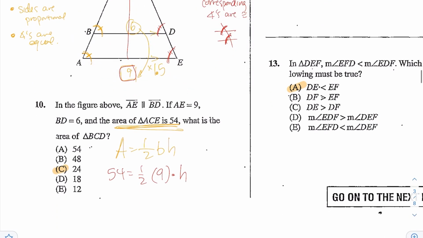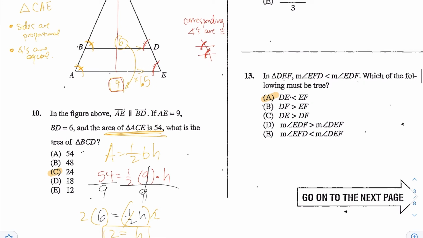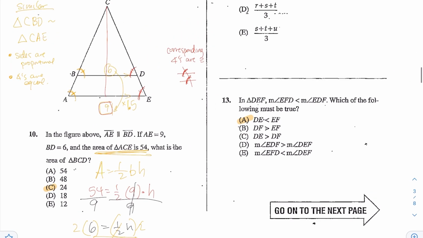So from here, you can divide by 9 on both sides. You get that 6 is equal to 1/2 of h. And then you can multiply both sides by 2. You get that h is equal to 12. So the height of the big triangle is 12. But that means that the height of the smaller triangle, you don't know what it is, so we can call it x. Well, x times 1.5 has to be 12.